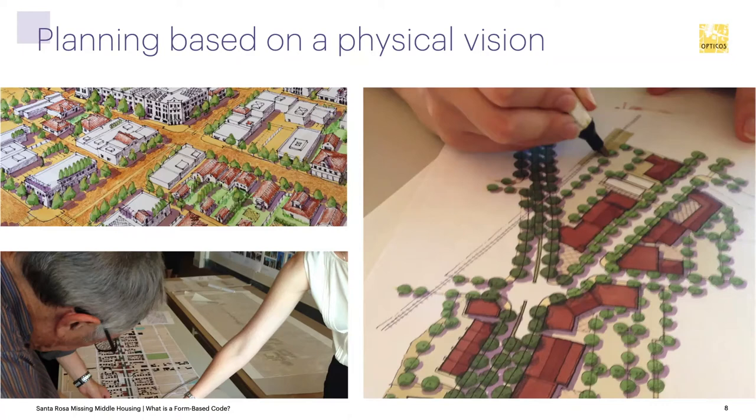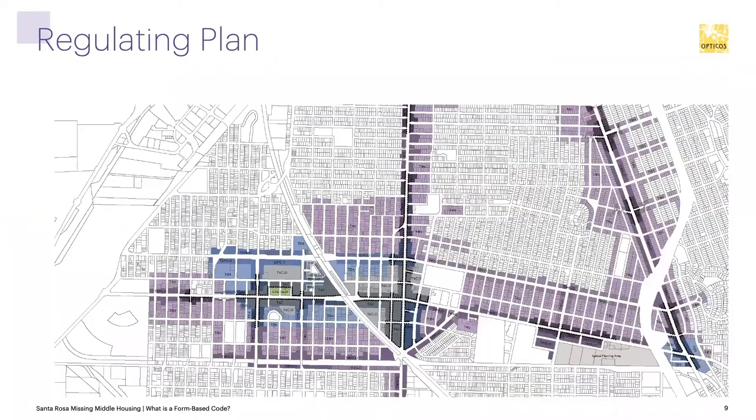And what you see on the screen there are ideas from a charrette where a code was being prepared. So, essential elements of a form-based code. The first item is a regulating plan. And this is basically a 3D zoning map. And if you can notice there, there are darker and lighter colors. The parcels in white, those are not in the form-based code that I'm showing you. But the parcels that have a dark gray or dark purple or light blue, those are all in the code.